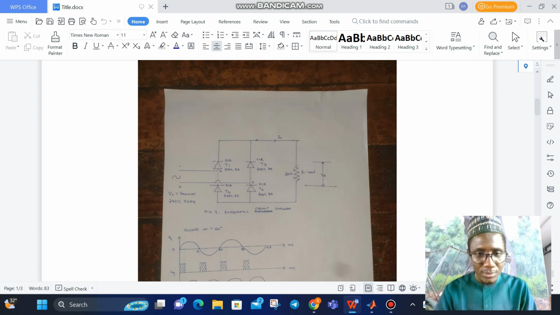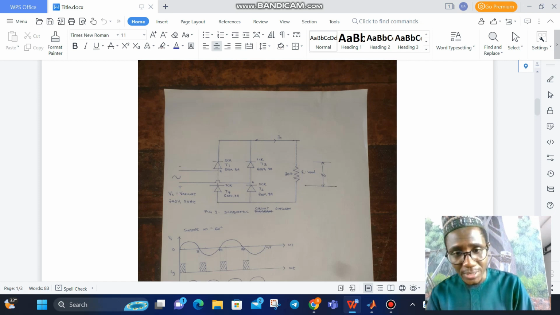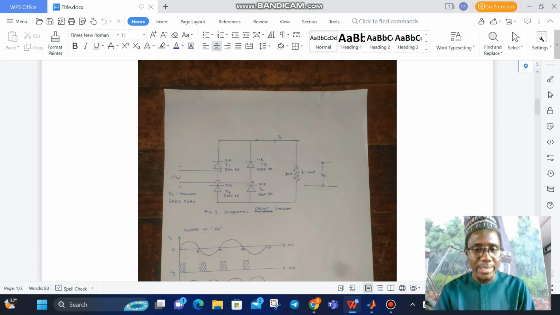At the moment, the AC voltage applied is 240 volts with a frequency of 50 hertz. T1 and T2 will conduct during the positive half cycle, while T3 and T4 will be off. During this time, the current will flow through T1, through the load resistor, to transistor 2, and back to the AC voltage source. However, during the negative half cycle, it's in the opposite direction. It means that T3 and T4 will conduct while T1 and T2 will be off. This is how the current is going to flow. It flows here and comes back here.